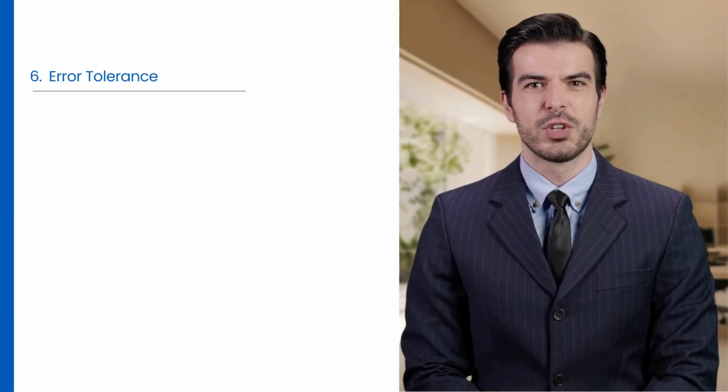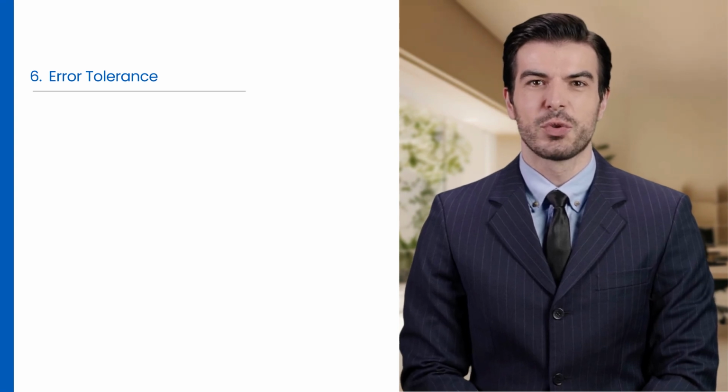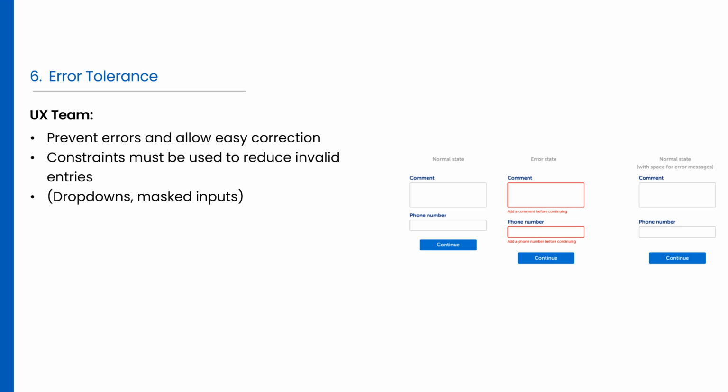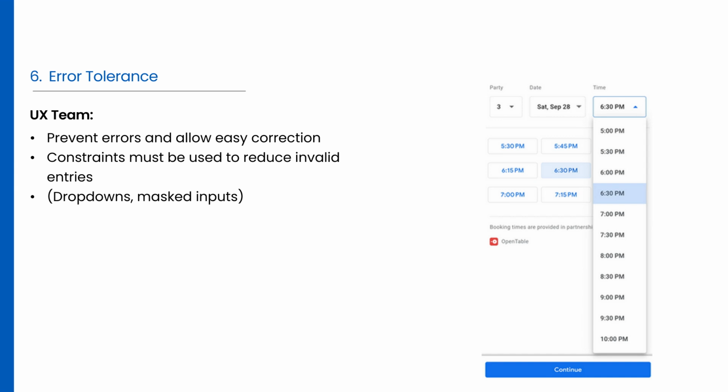Error tolerance must ensure that users can avoid mistakes and recover easily if errors occur. The UX team must design the system to prevent errors and allow easy correction. Constraints such as drop-downs and masked inputs must be used to reduce invalid entries. For example, instead of typing a date manually, users can select it from a calendar to avoid mistakes.